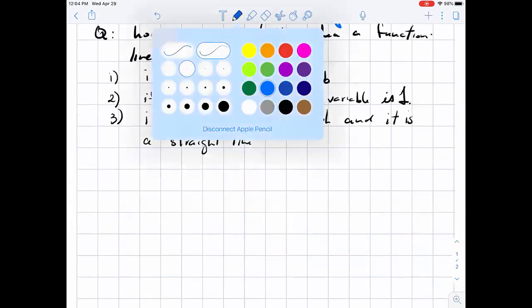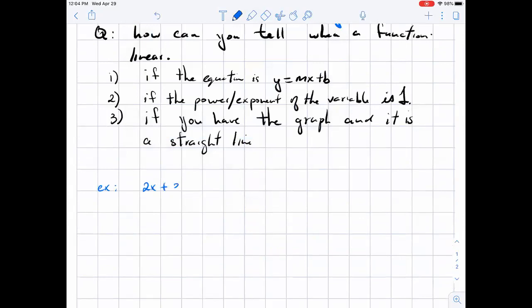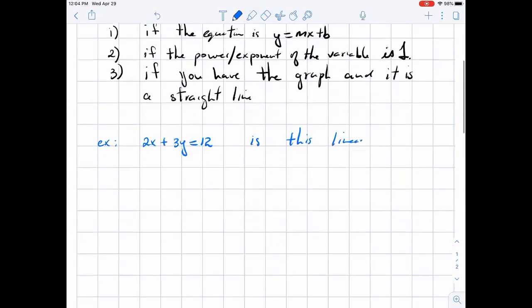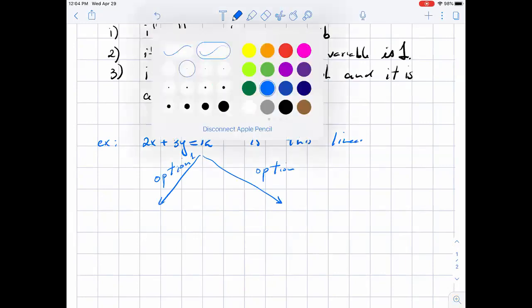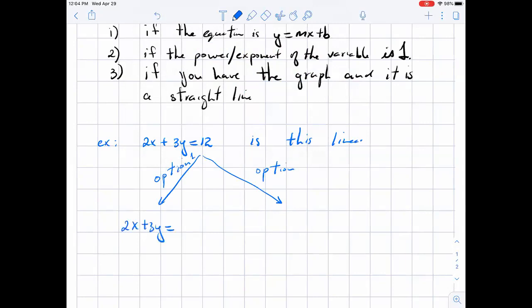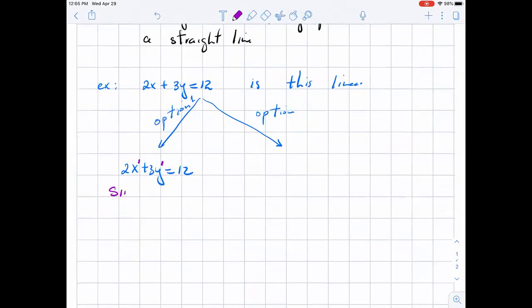So, for example, if we have 2x plus 3y equals 12, and ask, is this linear? You should be able to look at this and say, hey, that's linear. No questions asked. Okay? So there are two ways: option 1 and option 2, because in this case you're not given a graph, right? Option 1, 2x plus 3y equals 12. What is the power of the x variable here? There's a 1, isn't it? What is the power of the y variable? 1. So we can say, since the powers are 1, this is linear.